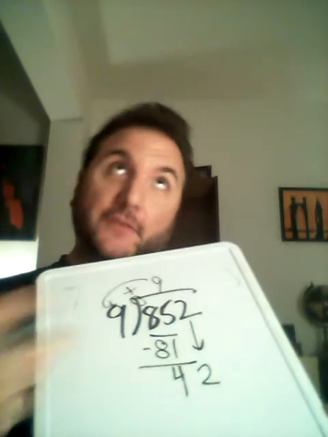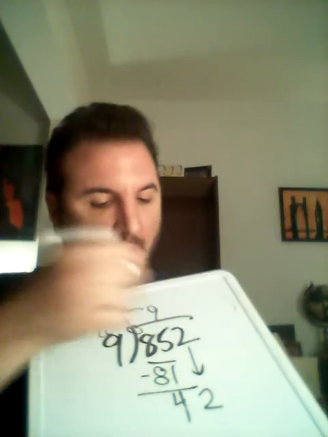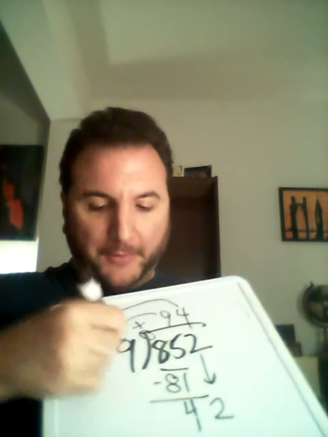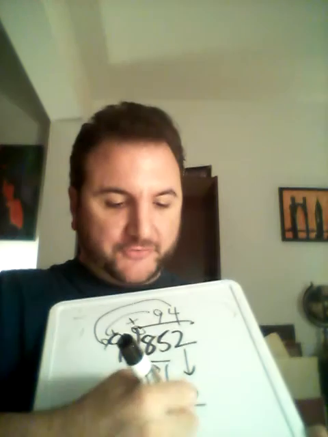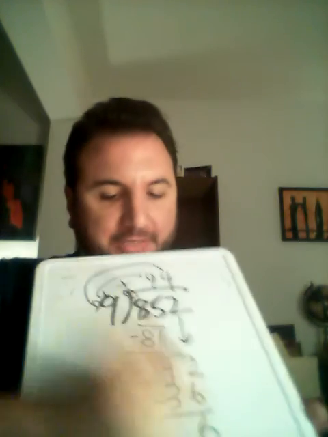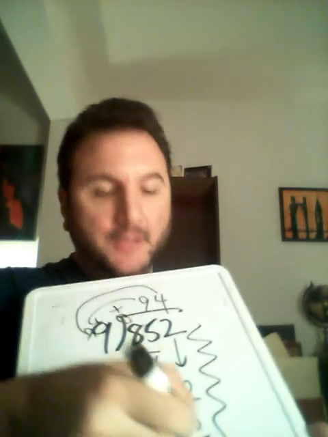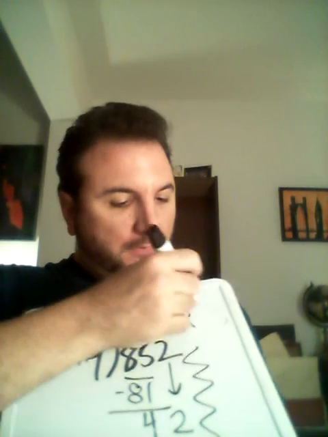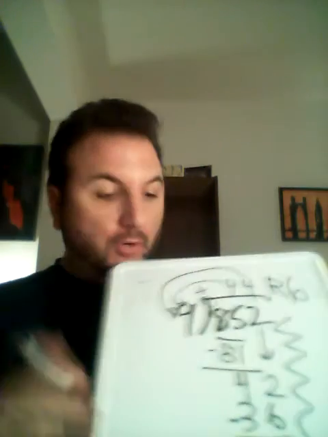9 can't fit into 4, drop down the 2, 42. 9 goes into 42 4 times. Put the 4 up here, multiply around the corner again, 36. Subtract, I get 6. 9 can't fit into 6. There's nothing I could do to bring it down. 6 is my remainder. Let's check it just to make sure.